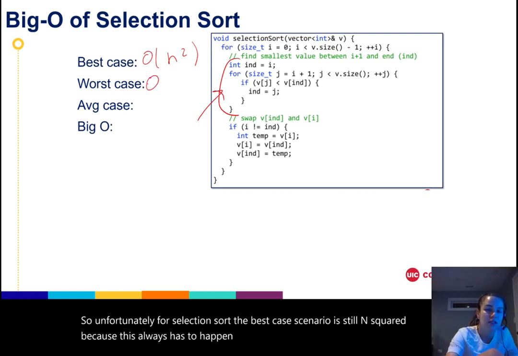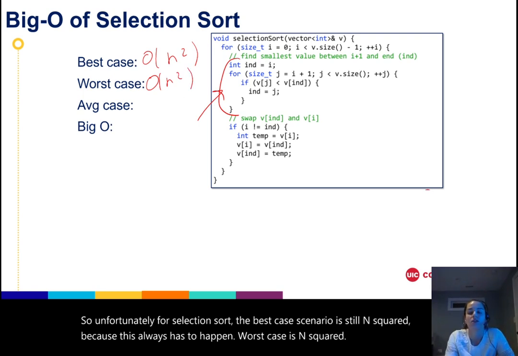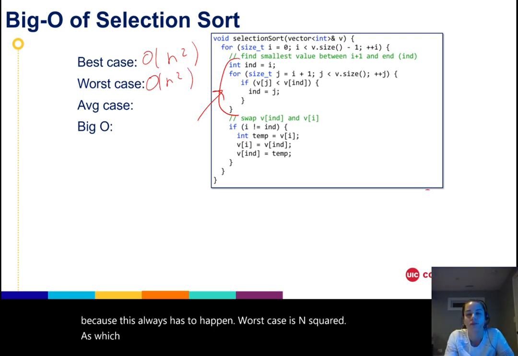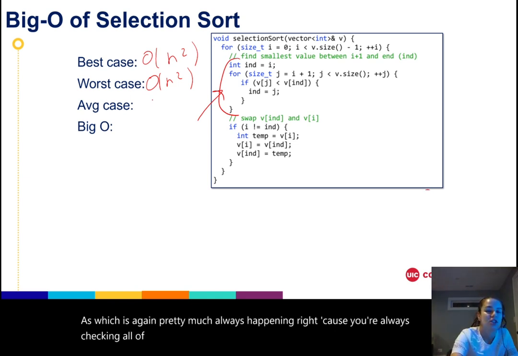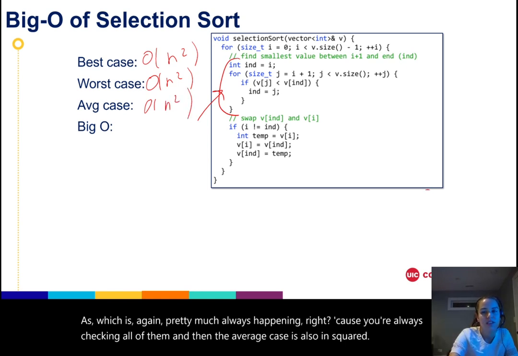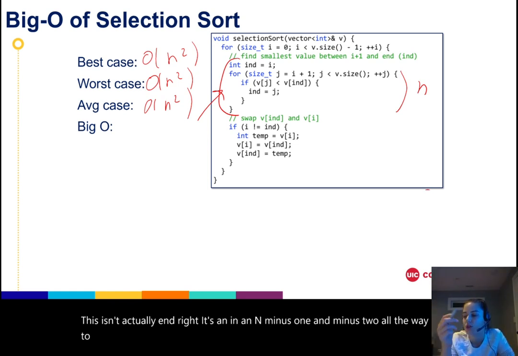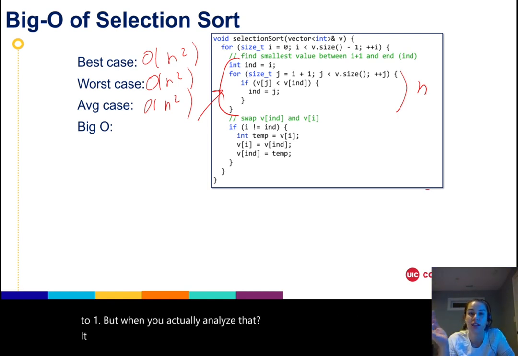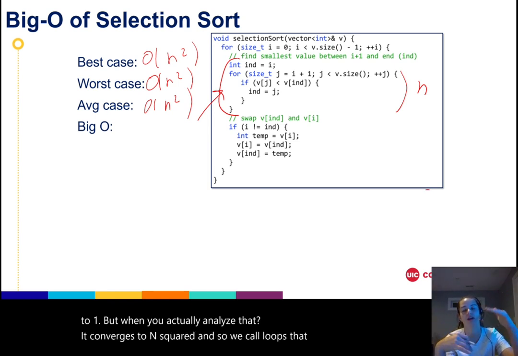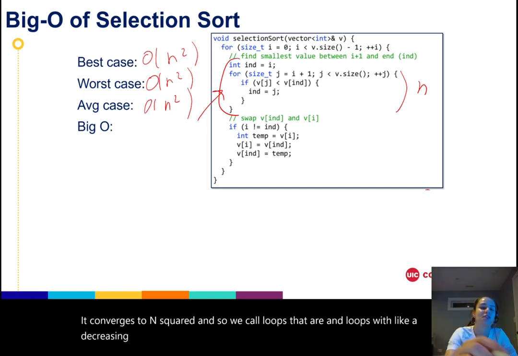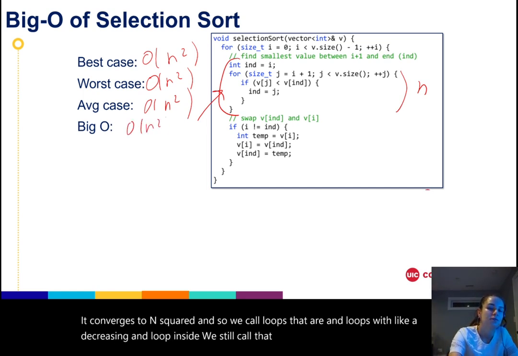Worst case is n squared as well, which is again pretty much always happening, because you're always checking all of them. And then the average case is also n squared. Now this isn't actually n, right? It's n and then n minus 1 and then n minus 2 all the way to 1. But when you actually analyze that, it converges to n squared. We still call loops that are n loops with a decreasing n loop inside n squared. So this algorithm is quadratic.